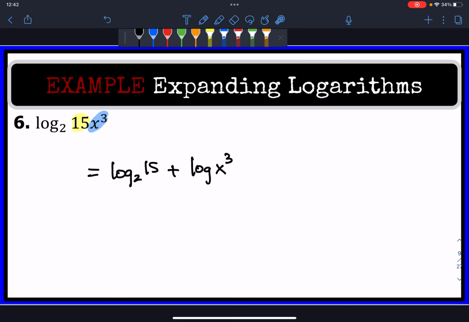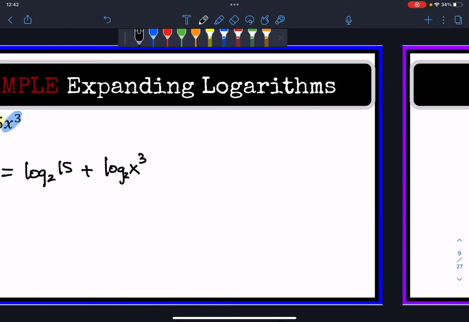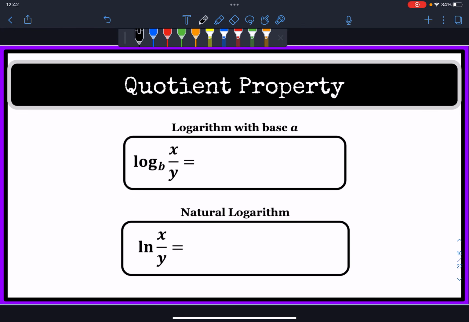So just recognize that you're multiplying two things, and then give each one of those factors, in this case these two factors, its own log base 2, which I forgot to write the 2 right here, and then add them together. So that's expanding. Now let's move on to the next property.